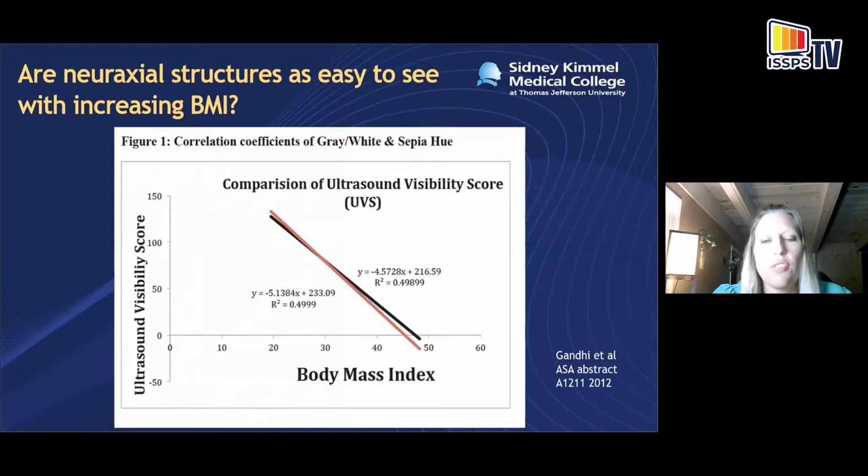And ultrasound quality, unfortunately, when the structures are deeper, is going to be harder to see. So this was just an abstract that we did, where you can see that as body mass index increases, the ultrasound visibility is less. So in the obese population, it's going to be difficult to identify all the structures to differentiate between the ligamentum flavum, the posterior dura, the epidural space, as well as it's difficult to see the anterior complex and the vertebral body because they're much deeper structures.